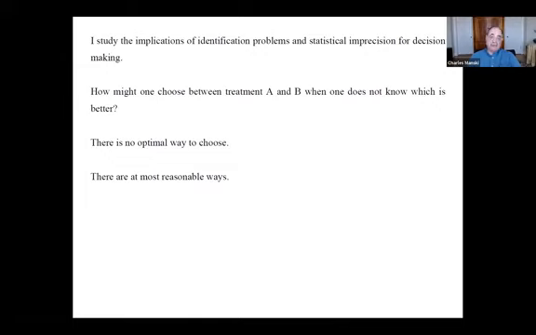So you can take this kind of general problem about choosing between treatment A and B, and you don't know which one's better. And the thing to keep in mind always is that there is no optimal way to choose. If you don't know which one's better, there is no optimal way. There may be reasonable ways though. And so I can flesh that out in the COVID context in just a bit.